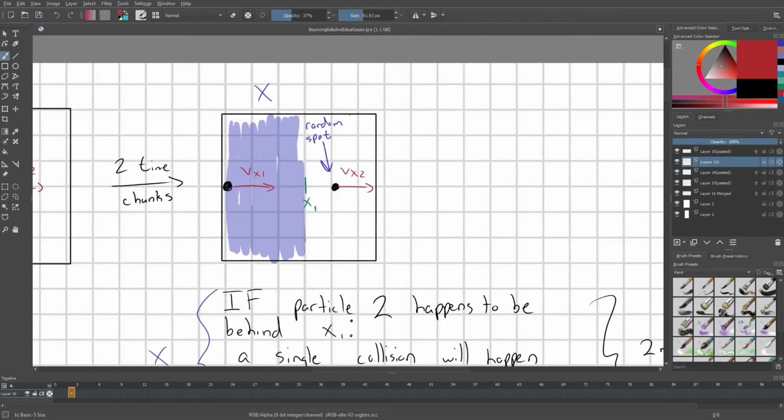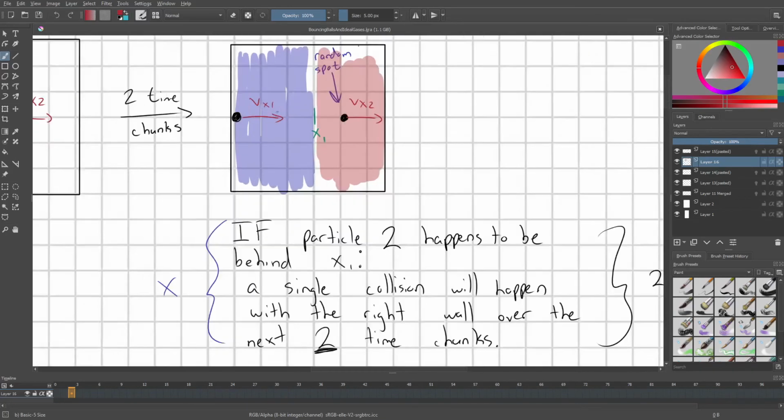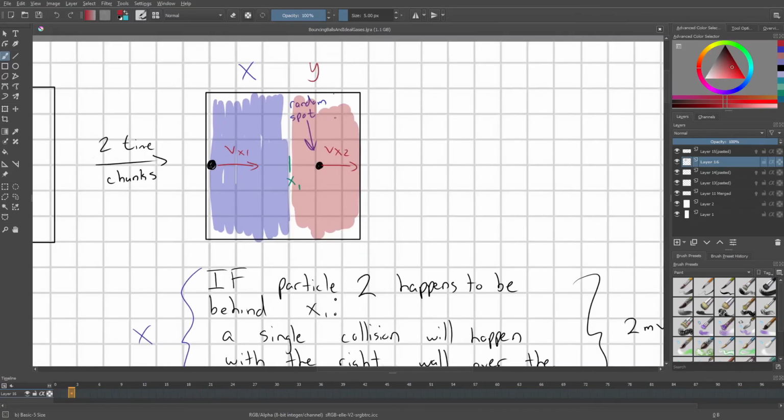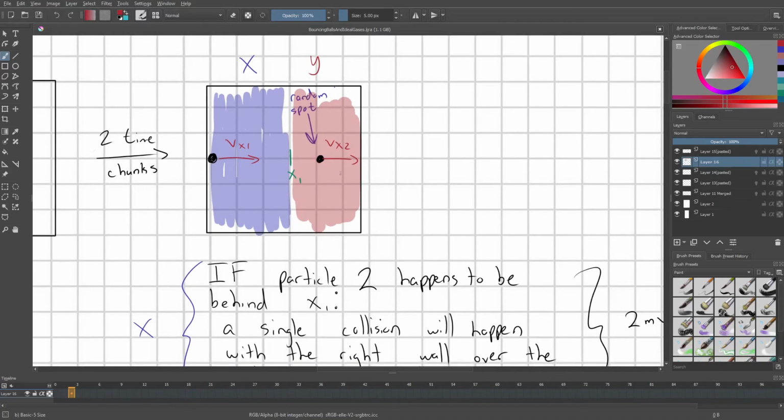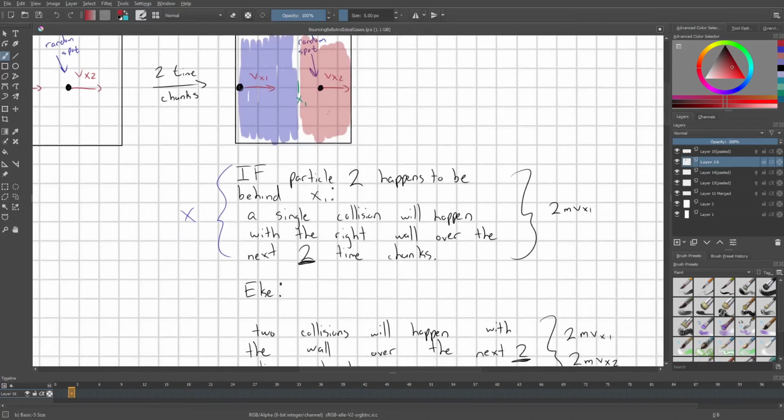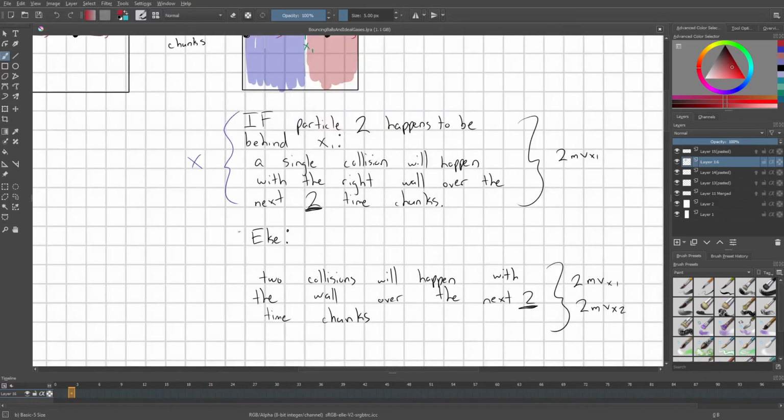And for this guy, I guess I can do this in red. There we go. Let's call this situation Y, where our particle is after the X1. It looks like this would happen about 40% of the time, right? Just in this drawing. So, let's call this fraction Y.